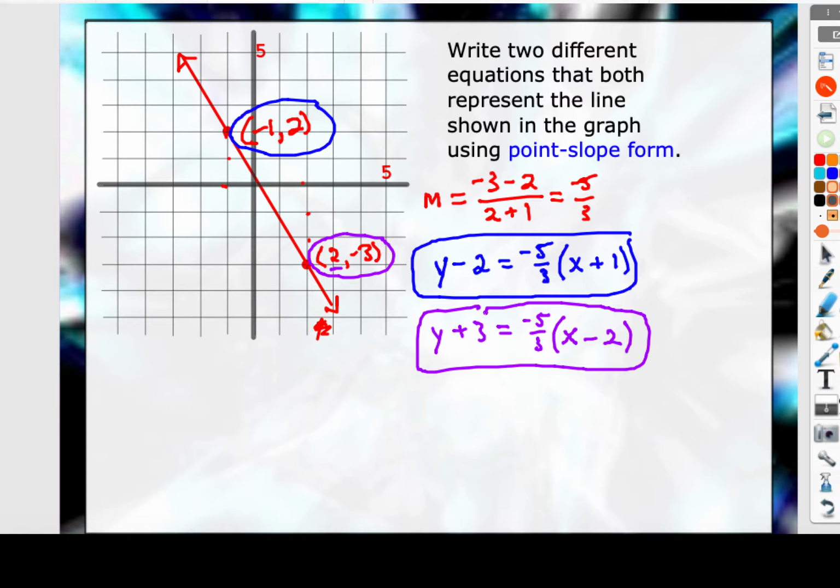Because they're starting at two different coordinates, the equations might look a little bit different, but I guarantee you that both this equation and this equation start at two different points on our line and have the same slope, so they're going to coast right along that red line. Both of those would be equations of our line.